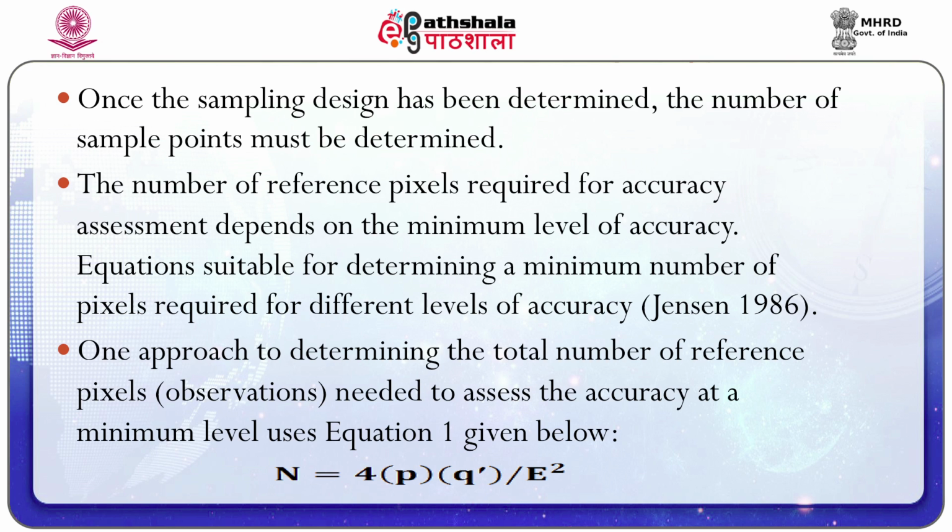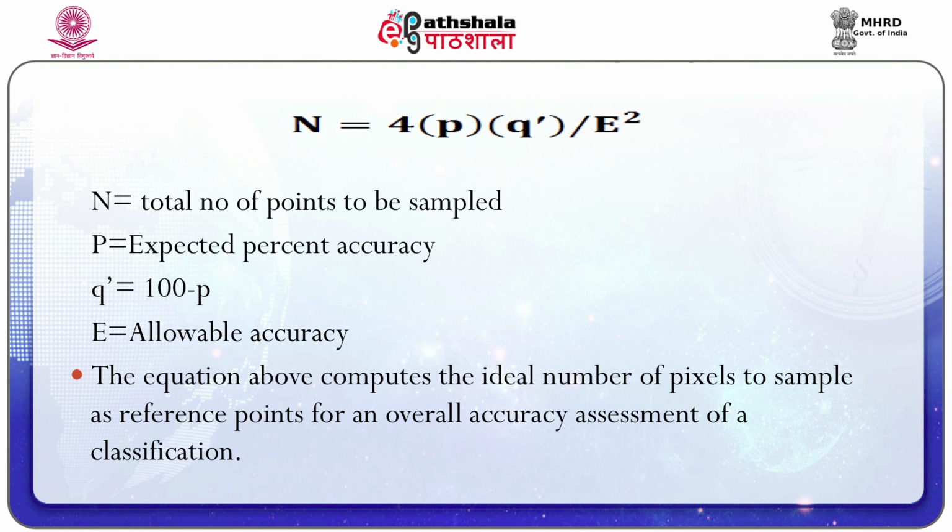One approach to determining the total number of reference pixels needed to assess accuracy at a minimum level uses the equation given below, where n is the total number of points to be sampled, p is the expected percent accuracy, q is equal to 100 minus the expected percent accuracy, and e is the allowable error. The equation computes the ideal number of pixels, or points, to sample for an overall accuracy assessment of a classification.